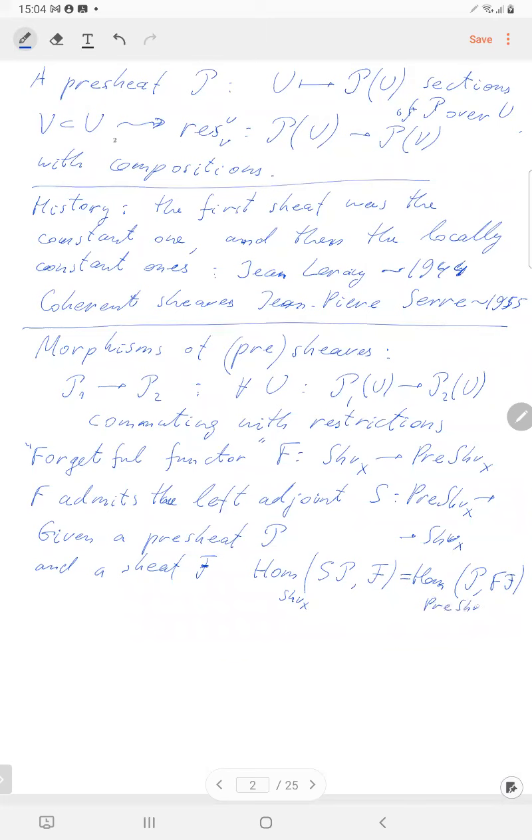Excuse me, but is hom of two sheaves the same as hom of two of them as pre-sheaves? Yes, absolutely. Yes. So we don't really care about category. Yes, we don't. One category is just a full subcategory of the other one. Okay, so this S is called sheafification.